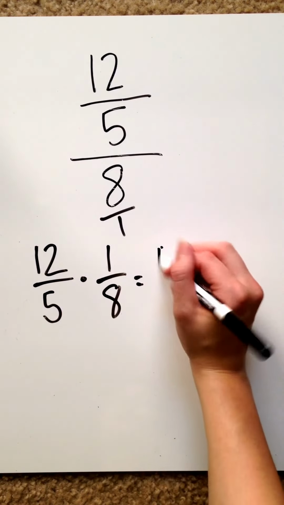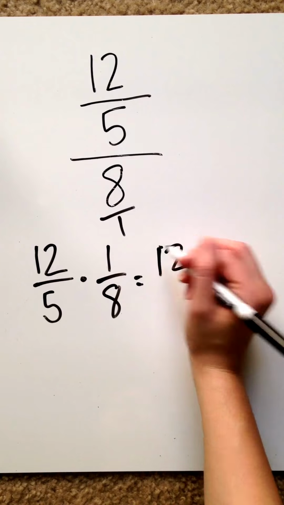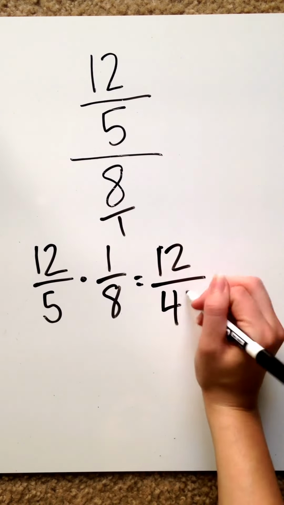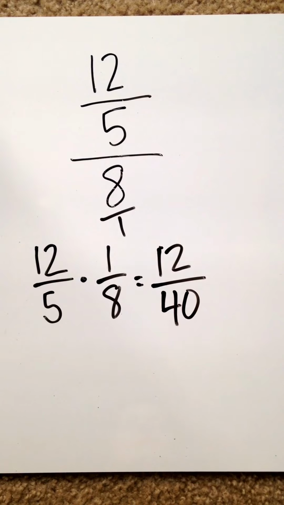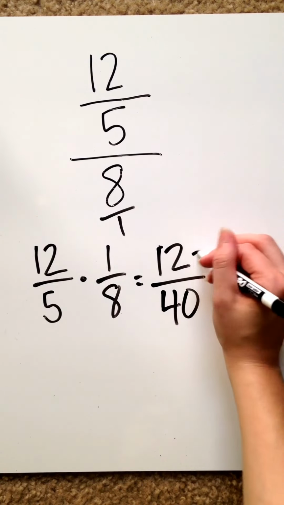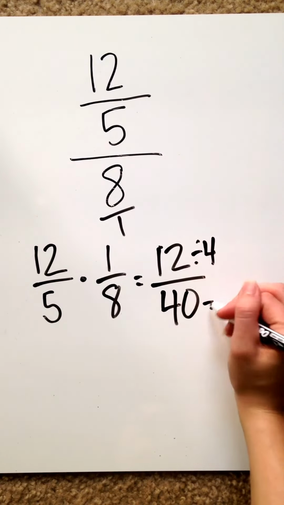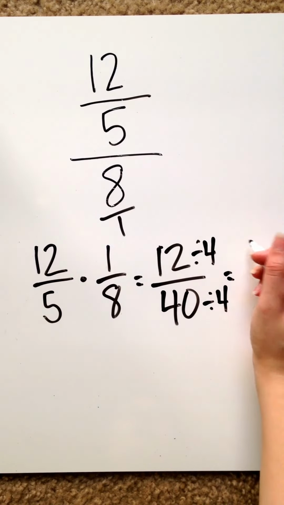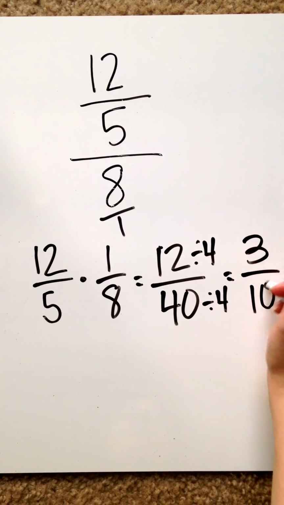12 times 1 is 12, over 5 times 8, which is 40. I can reduce these both by 4, to get my final answer now of 3 over 10.